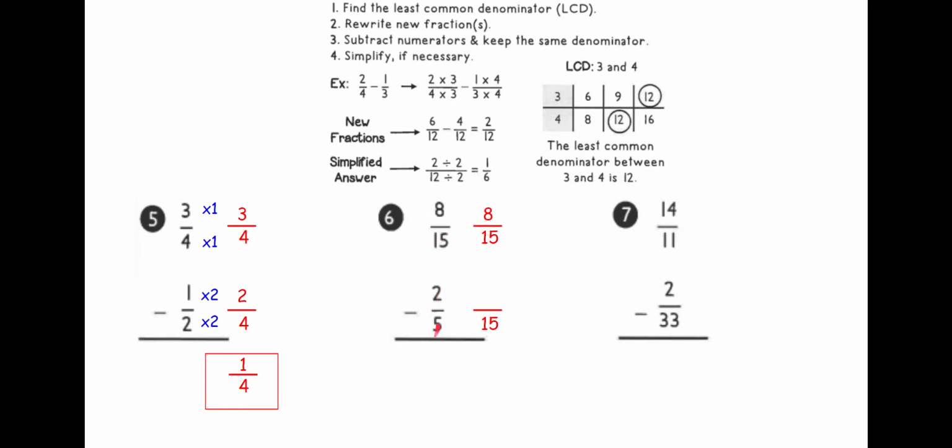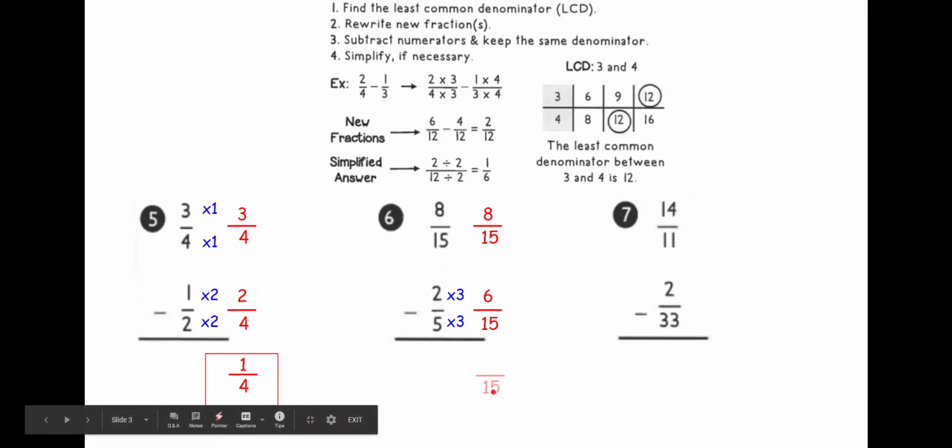But how did I get this 5 to turn into a 15? I had to multiply by 3. So multiply the bottom by 3, you get 15. Multiply the top by 3, and you are going to get 2 times 3, which equals 6. So right below, I have a denominator of 15, and I just subtract the numerators. 8 minus 6 is 2. And that's our answer. We cannot simplify, and it is a proper fraction.